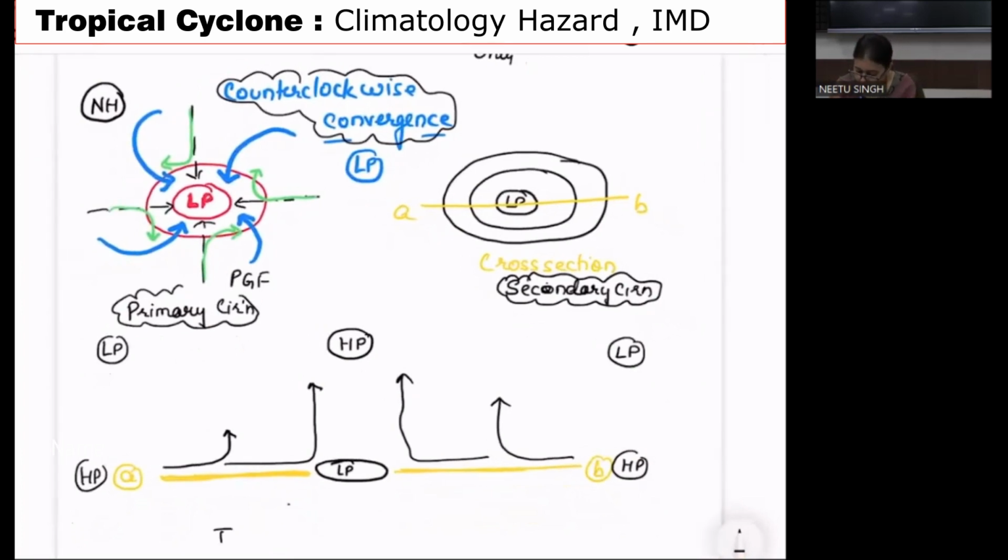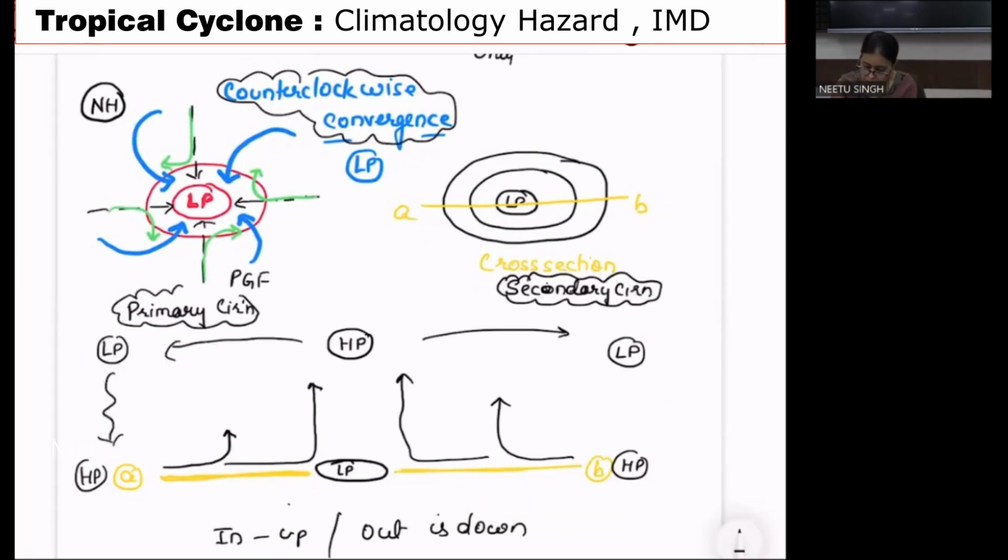Nature of secondary circulation is: in is up and out is down. Come on, give me a go ahead, class. आ रही है बात समझ में?